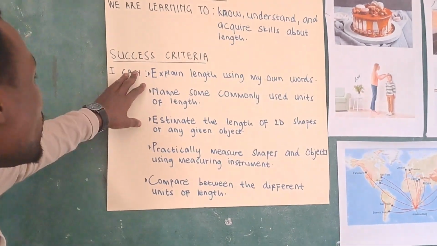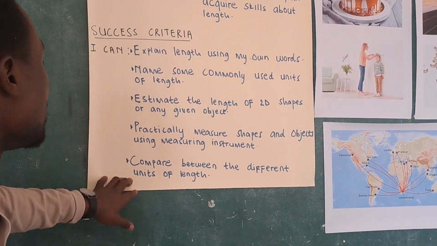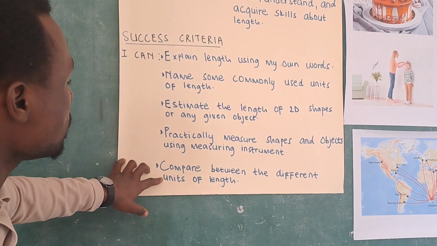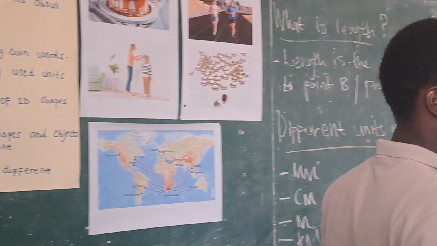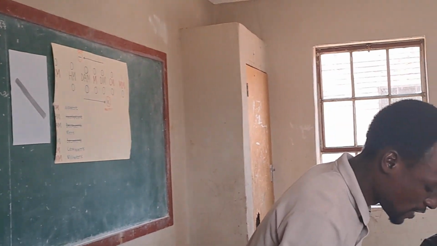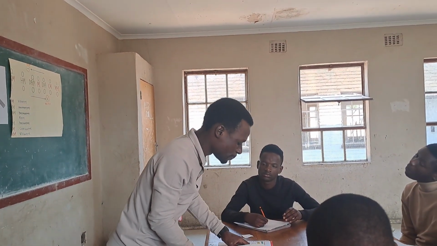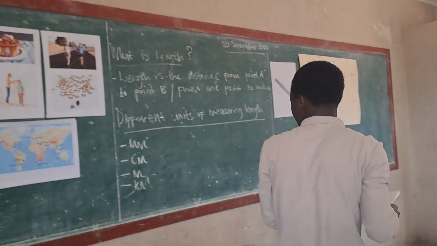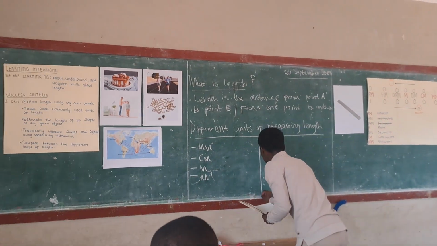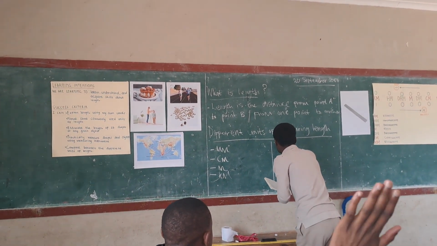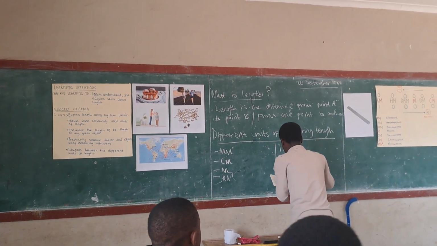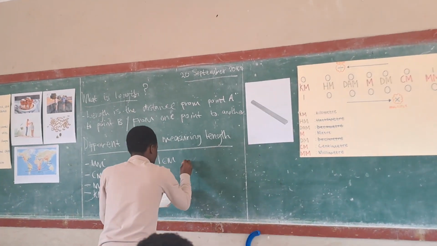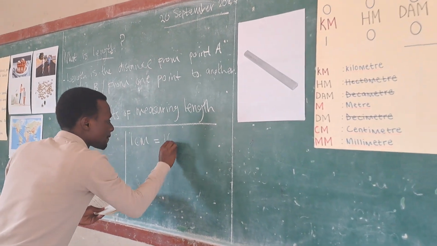So let's now move to our 5th success criteria. I can compare between the different units of length. Yes, I can compare between the different units of length. Which unit of length is bigger than all of them? It's kilometers. Then which one is small? Which one is second biggest? Meter. It's meter. Yes.